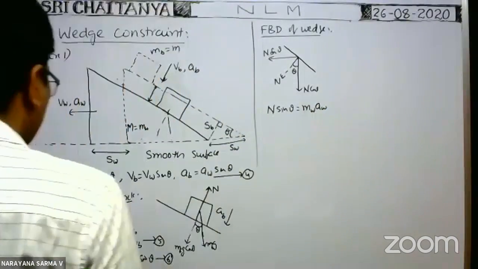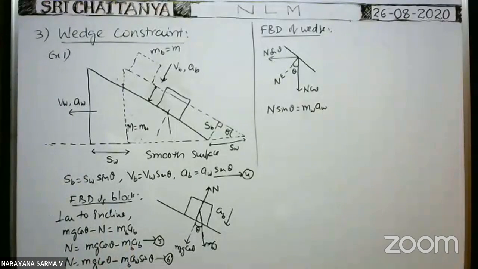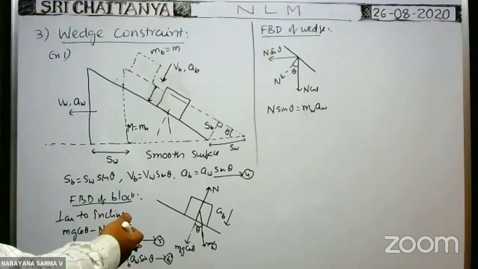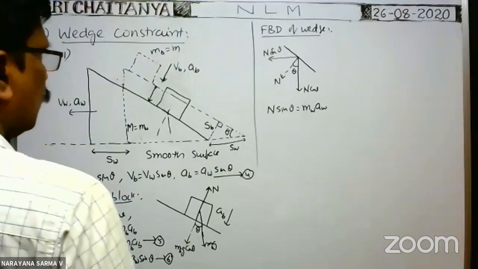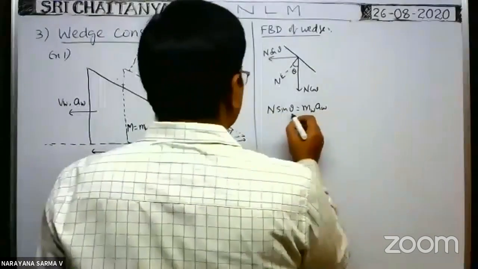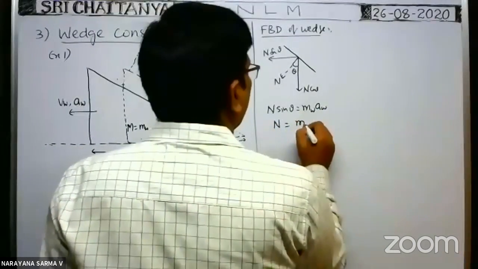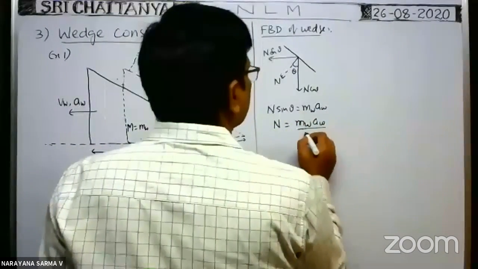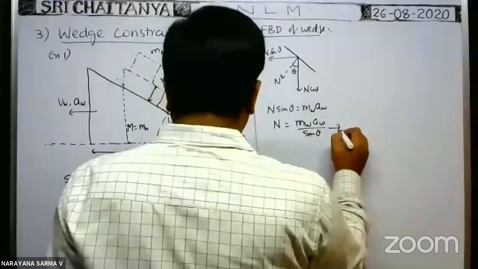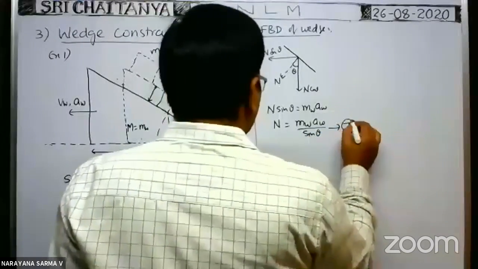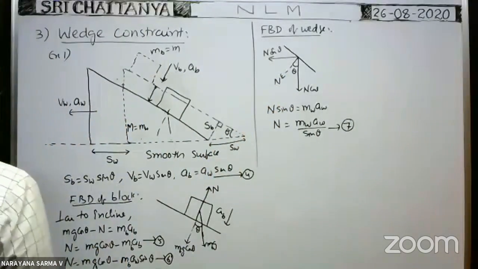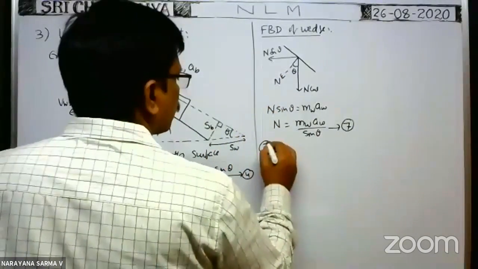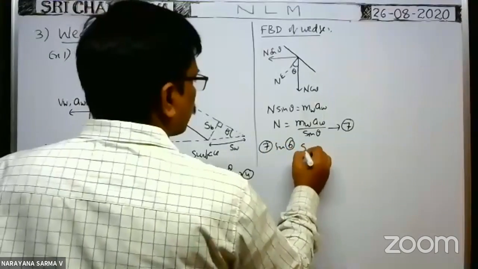In this, we already have the formula for n from equation 6. We have n equal to mg cos theta minus mb into something, no? So we substitute that value there. From this formula, n is equal to mw aw by sin theta. This is equation 7. Now you substitute this n value from 7 into 6.